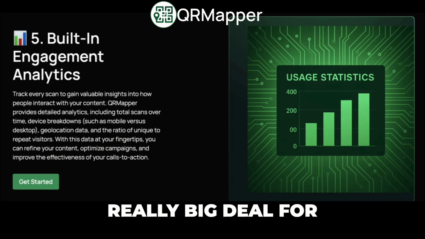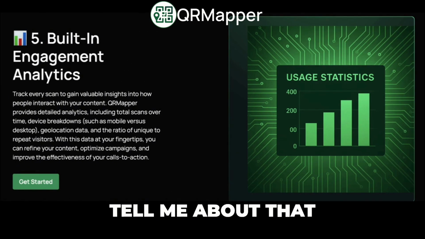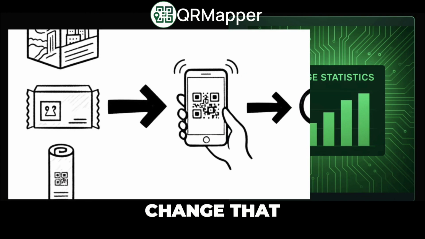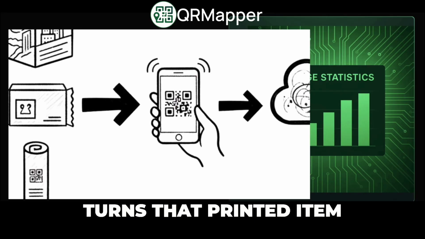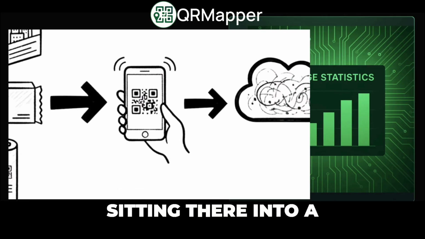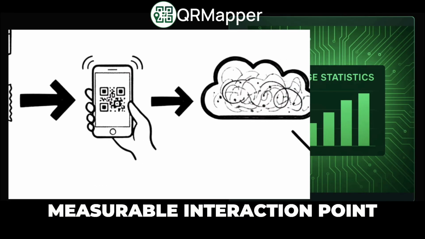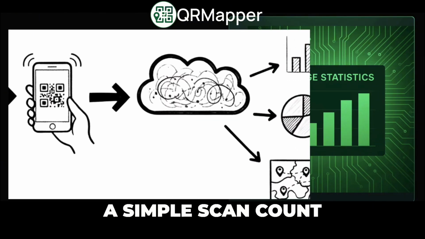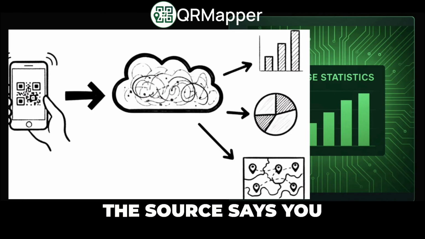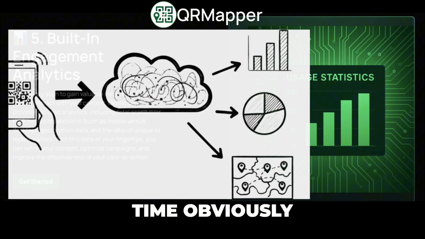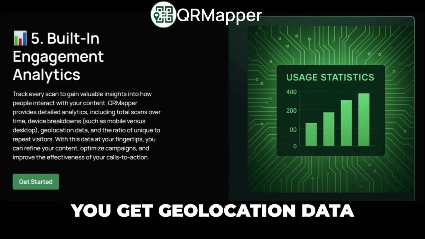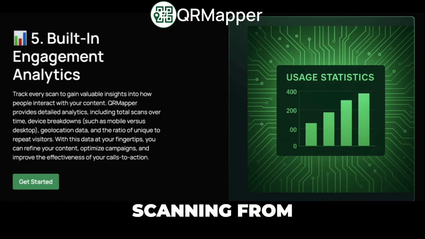This feels like a really big deal for physical media. Yeah, tell me about that, because normally print is kind of a black box, right? Totally. But this aims to change that. Turns that printed item from just sitting there into a measurable interaction point. Every single scan generates data. What kind of data? Are we just talking a simple scan count? More than that. The source says you get total scans over time, obviously, but also breakdowns by device type, though it notes most scans are mobile, unsurprisingly. You get geolocation data, so you can see roughly where people are scanning from.